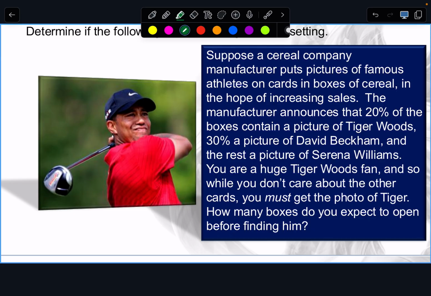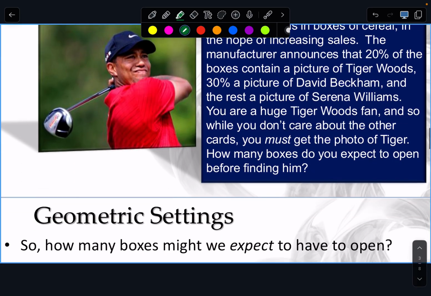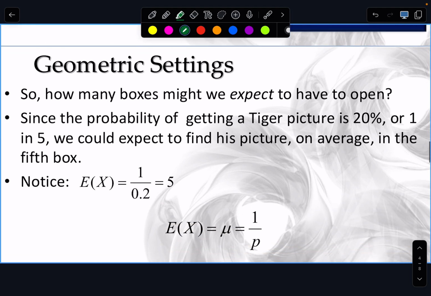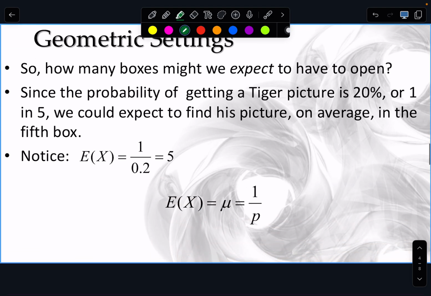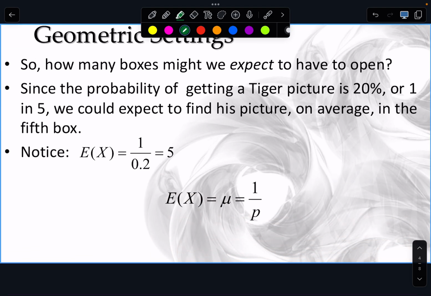Okay? So then the next thing is, once we know we have a geometric setting, what is that model going to look like? Starting off, we're going to talk about the mean. When we have a geometric setting, we ask how many trials before we expect a success. In this particular scenario, it says how many boxes might we expect to have to open before we find that Tiger Woods card. And we did this using simulations.